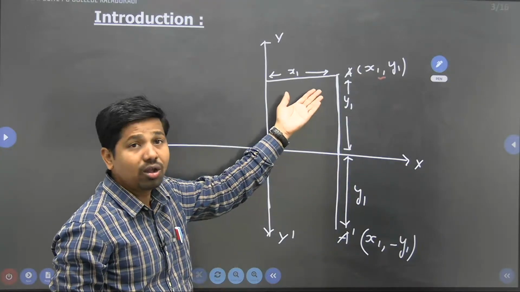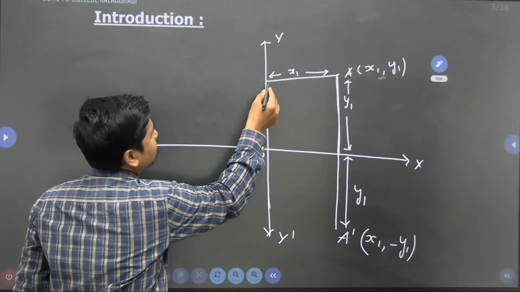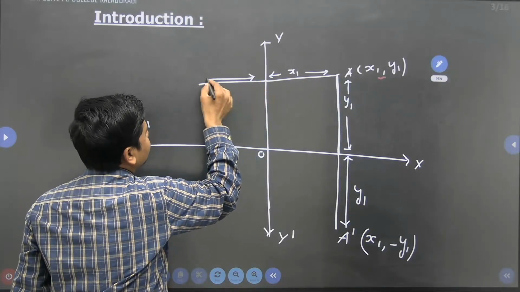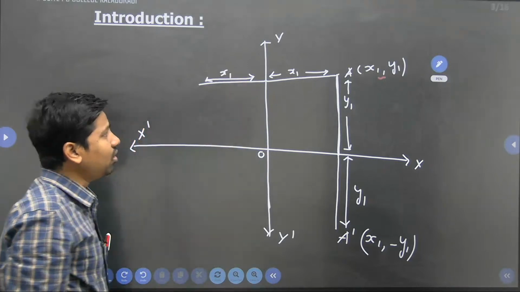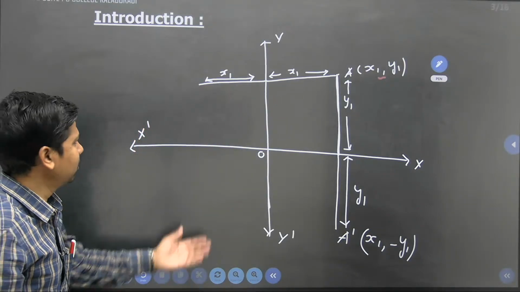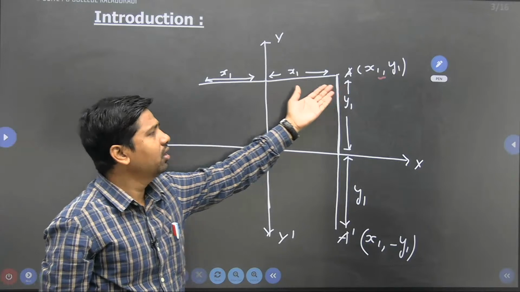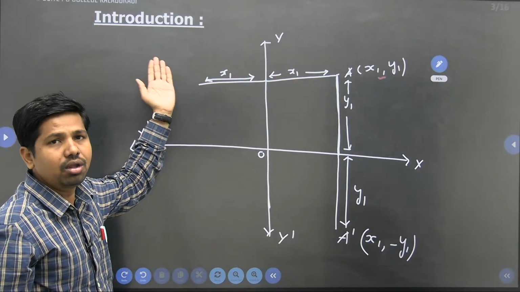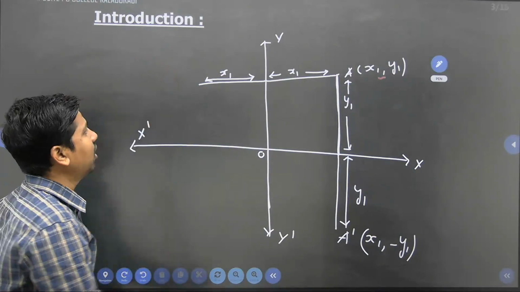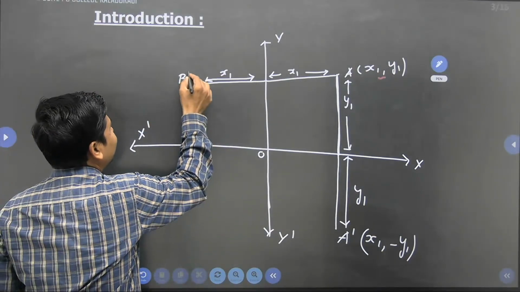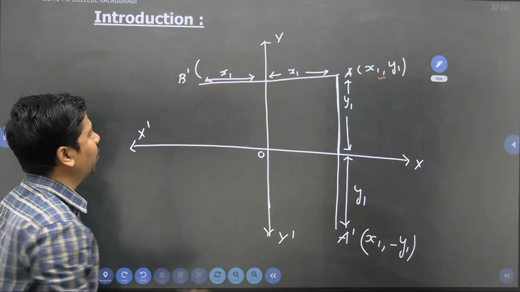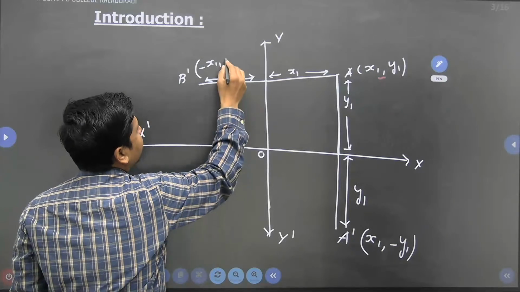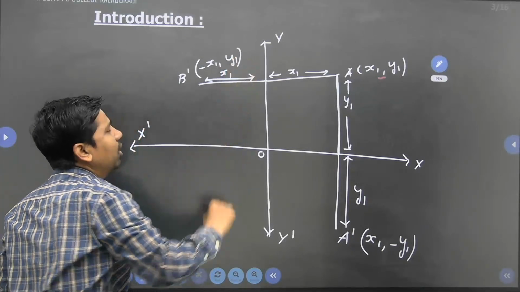And what about the y-axis? About the y-axis, this much distance is x1. The same distance you should move, that is x1 distance, means there is no change in y, only change in x, right? So this point is in the first quadrant. Its image about the y-axis will be in which quadrant? In the second quadrant. Let us call this B dash. In the second quadrant, x is negative, that is minus x1, and y is positive, minus x1 comma y1.